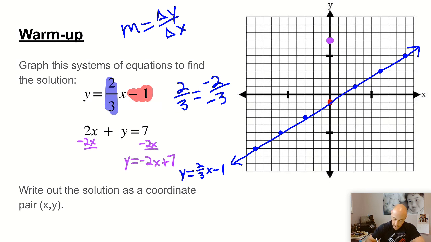Oh, I went down 3 the first time. Nobody caught me on it, but I did. Woo, that was close.